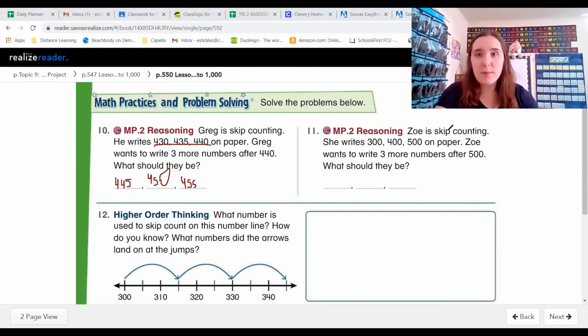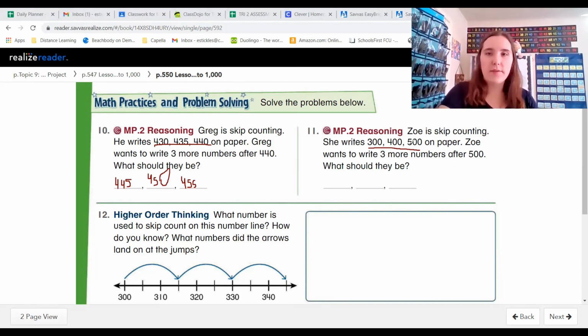It says Zoe is skip counting. She writes 300, 400, 500 on paper. Zoe wants to write 3 more numbers after 500. What should they be? Pause me, figure it out, write them down, then come back when you think you got it. Okay, let's look at that pattern.